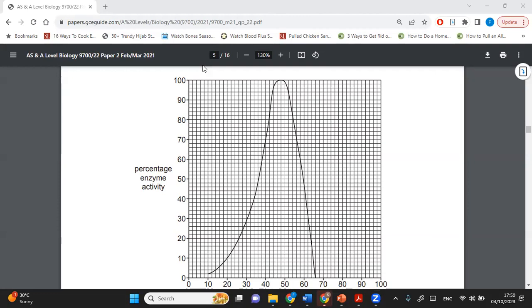Because my enzyme is heat stable, because my enzyme is able to withstand high temperatures, the optimum temperature is going to be higher. My enzyme is going to give me 100% activity at a higher temperature because it's a heat stable enzyme. So my graph is going to look something like this.